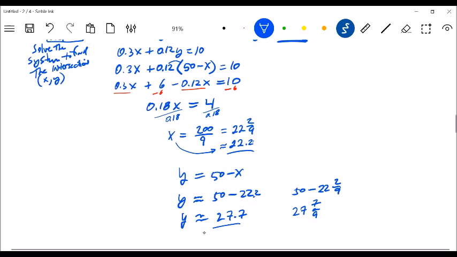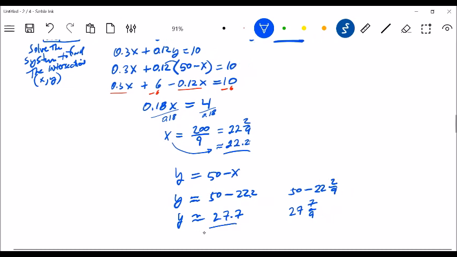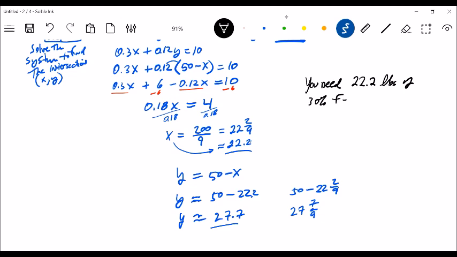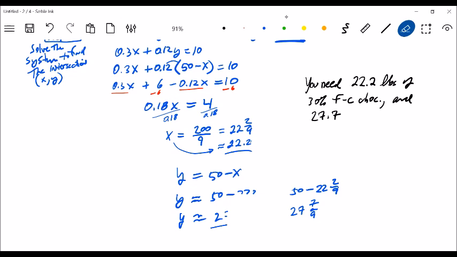Although in a company like this, they have to be very precise, so they probably put quite a few decimals out. So our answer here would be: you need 22.2 pounds of 30% fat content chocolate, abbreviated as FC, and 27.7, or, let's see, 0.777, so I should be rounding that to 8.